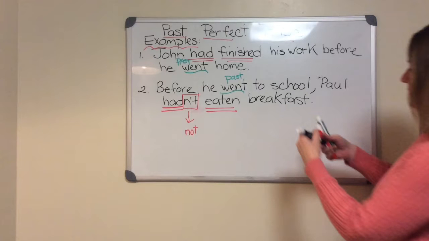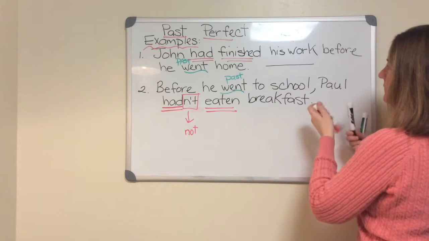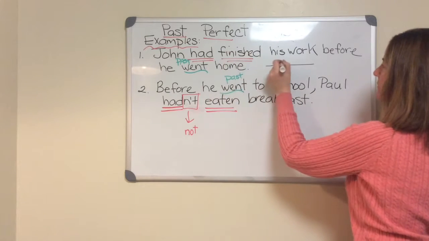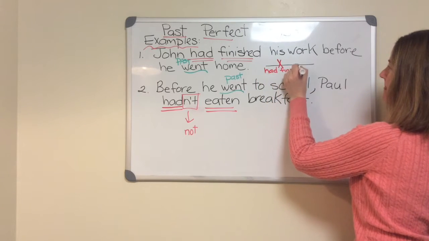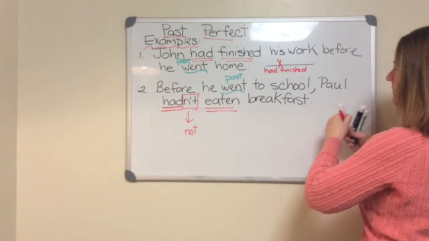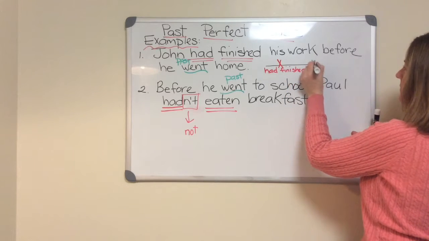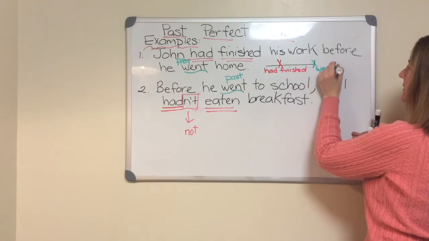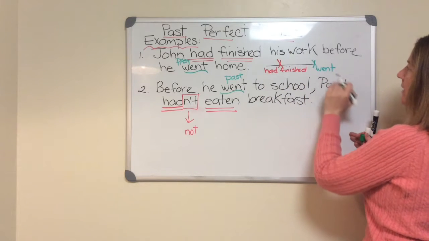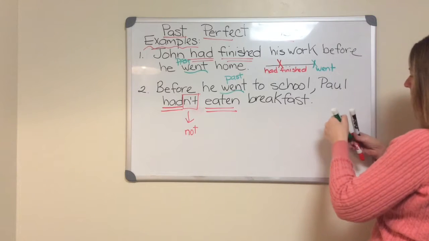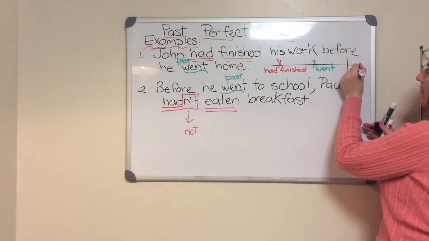We have past, what I refer to as past. Had finished. It's like a Christmas tree. Went. So we have past perfect. He had finished that first. And then what happened? He went home. Okay, and this is all before now, all before present.